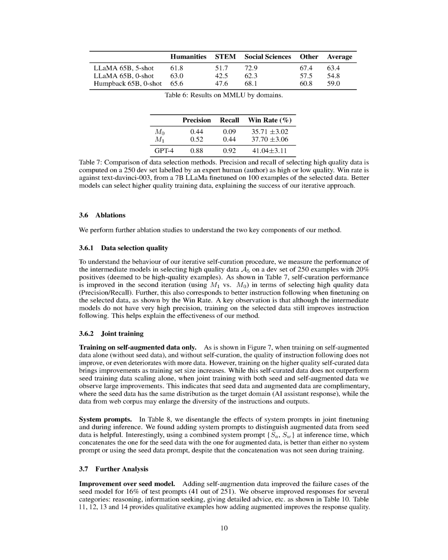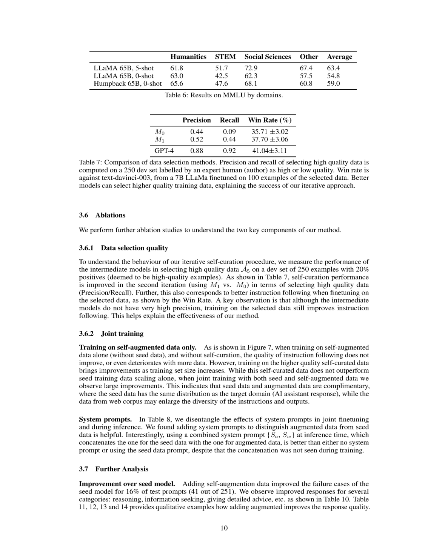Section: Training on self-augmented data only. We're going to discuss the effects of training solely on self-augmented data. As depicted in the figure, if we train only on self-augmented data, without any seed data or self-curation, the quality of the instruction following doesn't get better. In fact, it might even get worse with more data. However, if we train on self-curated data, which is of higher quality, we see improvements as the size of the training set increases.